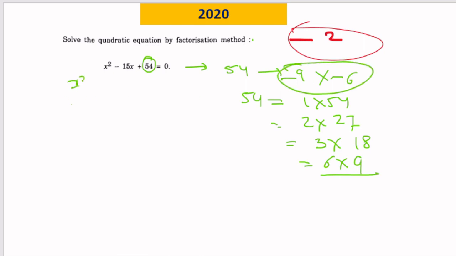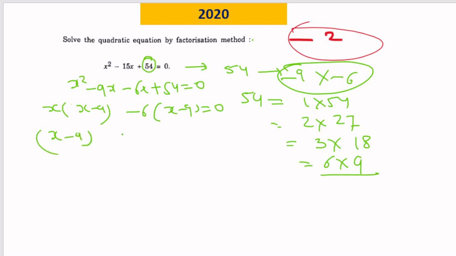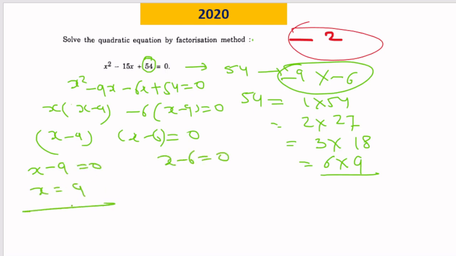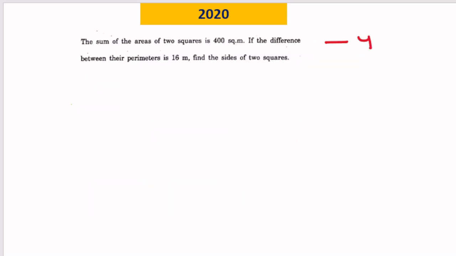So your equation is x square minus 9x minus 6x plus 54 equal to 0. Take x common, x minus 9, take minus 6 common, x minus 9 is equal to 0. So x minus 9 and x minus 6 are the two brackets. So either x minus 9 equal to 0 or x minus 6 equal to 0, x equal to 9 or x equal to 6. These are the two factors. It will not take more than 2 minutes to solve 2 marks. Next, move to the next question.